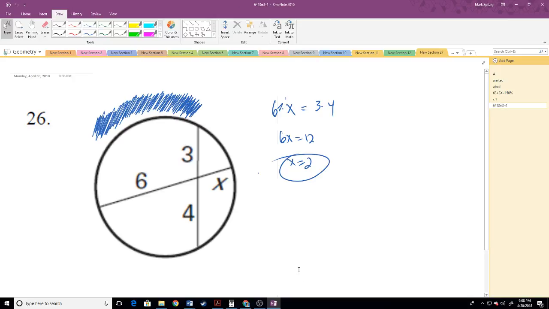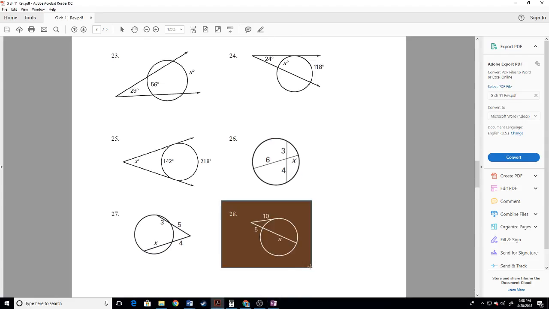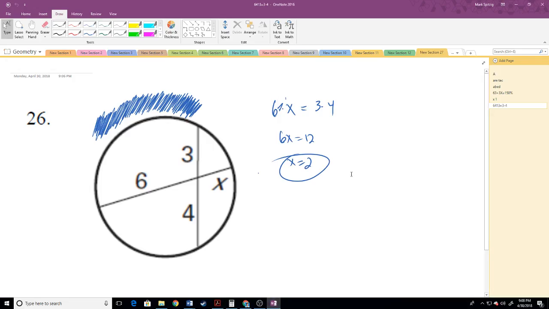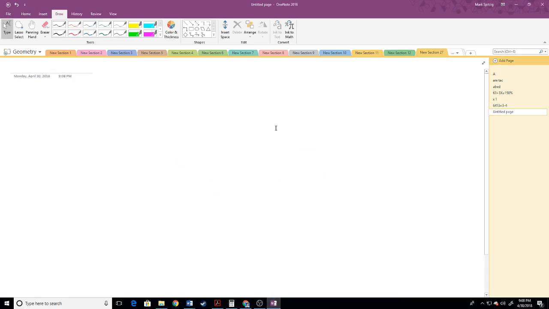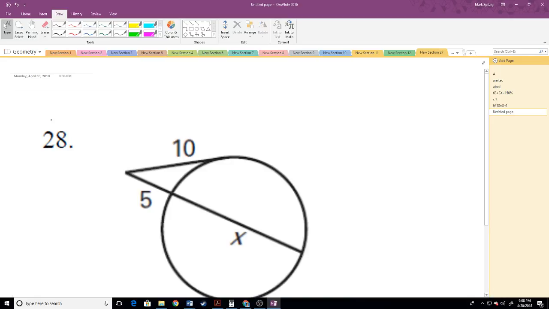28. All right, let's do it. 28 is a pretty good representation of one of these rules as well. If I'm dealing with segments, we have a tangent and a secant, so we should be able to identify that. We have a tangent here and a secant here and they're intersecting. So we could identify a couple things.